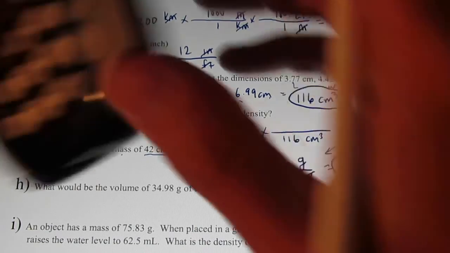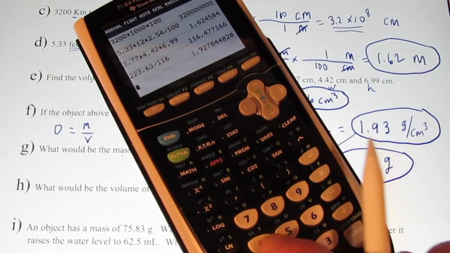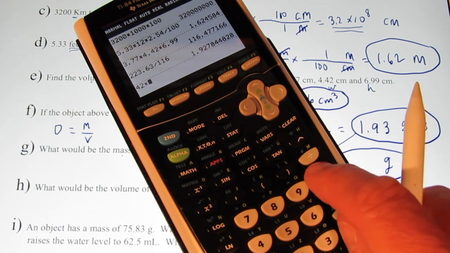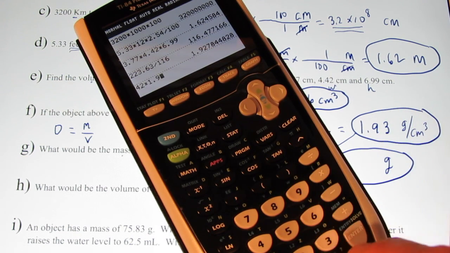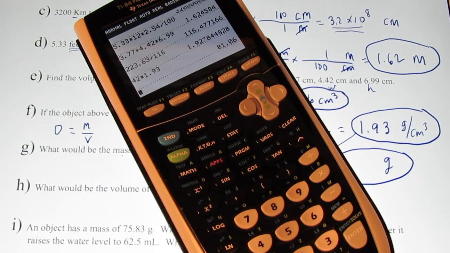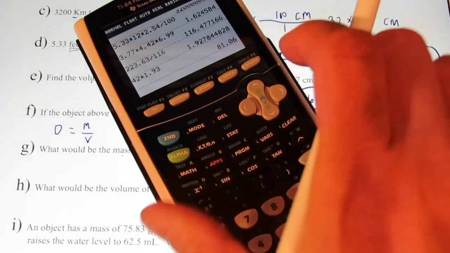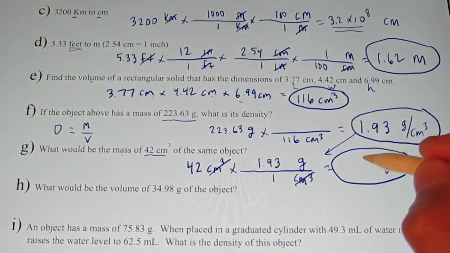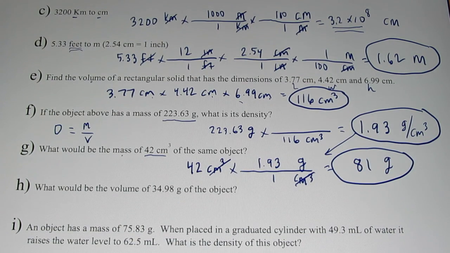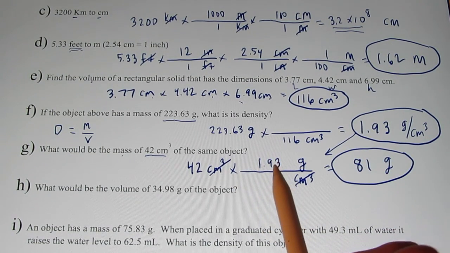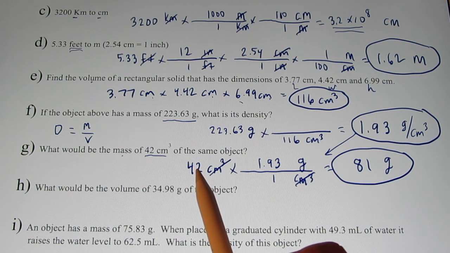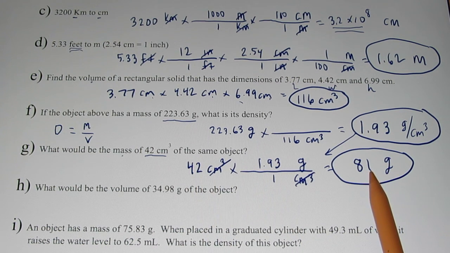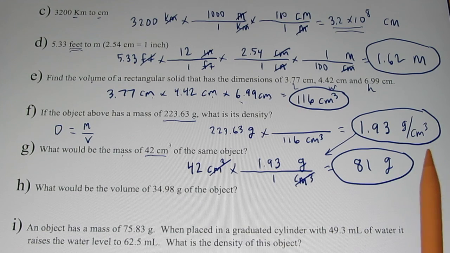So let's see what that turns out to be. 42 times 1.93. We're only allowed 2 significant figures here, so I'm going to round that off to 81 grams. Okay, 2 significant figures, because this has 3, this measurement has 2, so I have to go with the lowest, which is 2 sig figs.